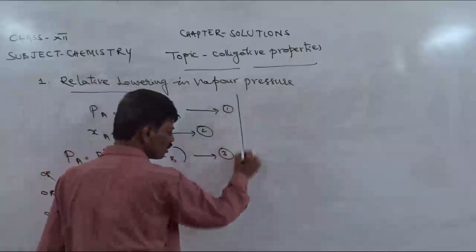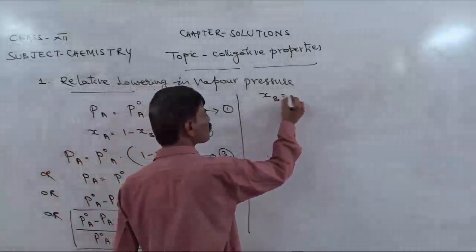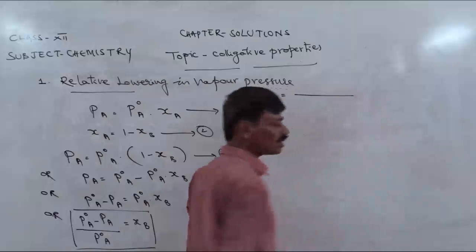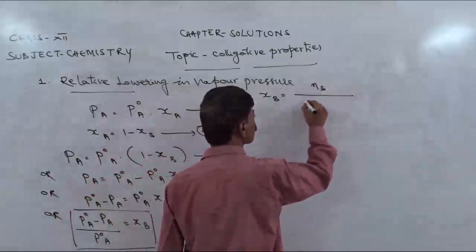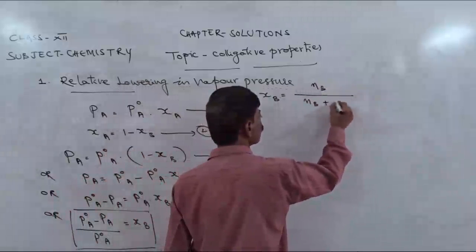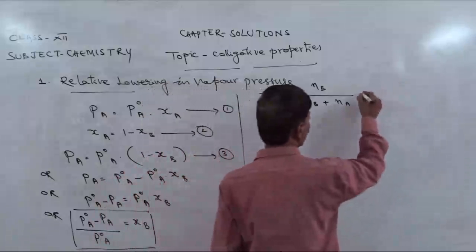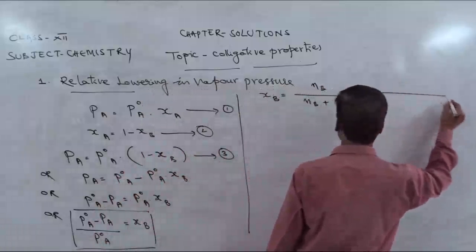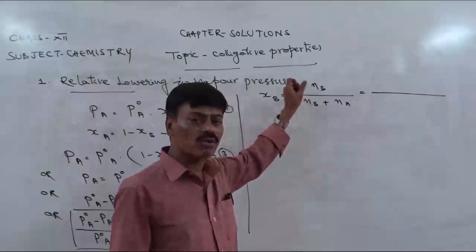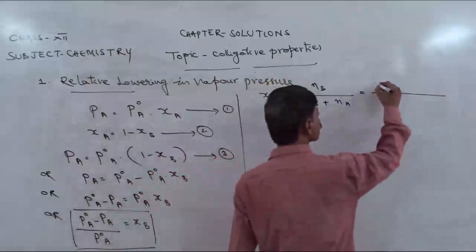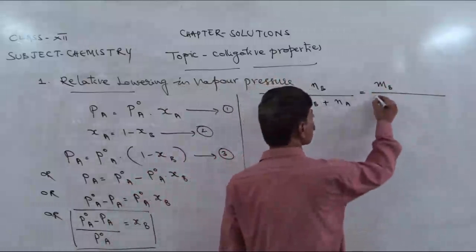Now recall the expression, that is chi B, the mole fraction of the solute. This has come in the mole fraction concept. This is equal to number of moles of solute divided by number of moles of solute plus number of moles of solvent. Right. Now NB means number of moles of solute, which is equal to the mass of the solute divided by molar mass of the solute. So mass of the solute, say small mB, molar mass of the solute, say capital MB.